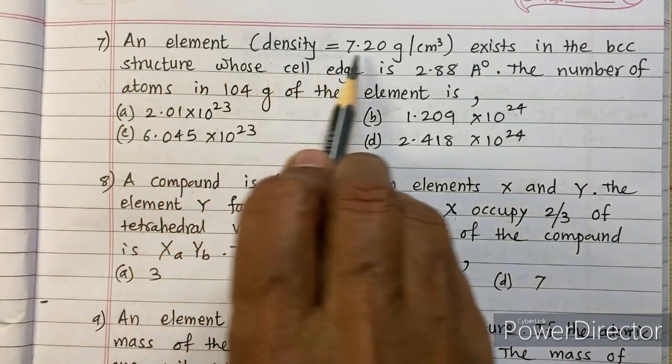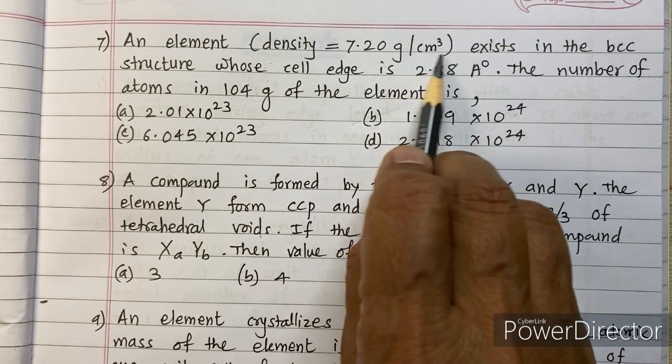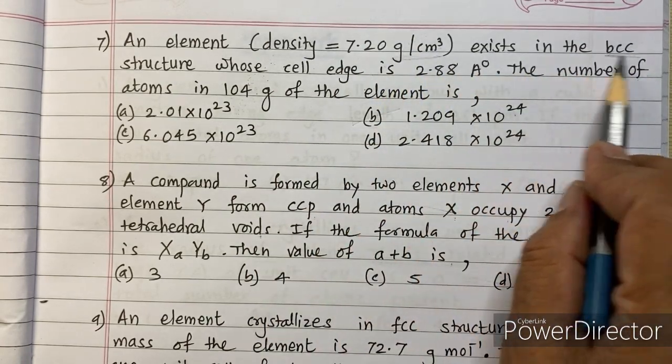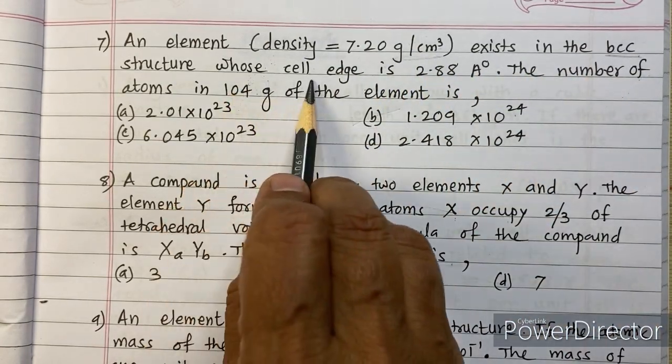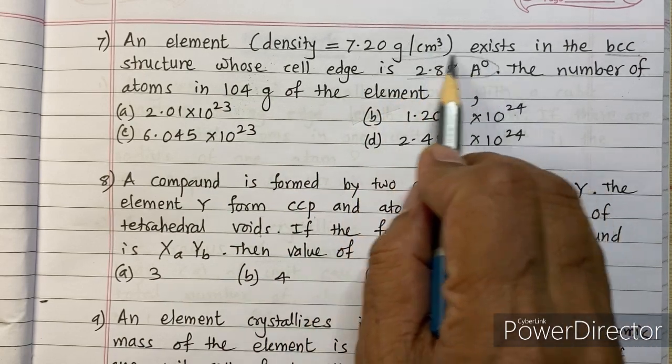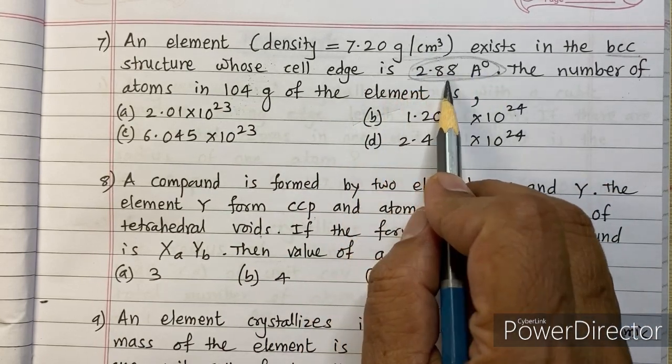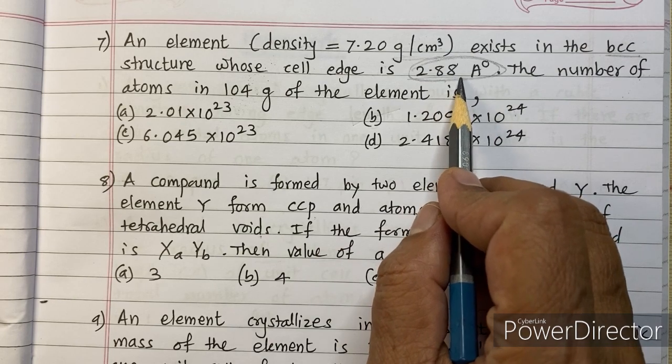An element with a density 7.2 gram per cm cube given exists in a BCC that is n is equal to 2, whose cell edge is 2.88 Armstrong unit. Now convert it into centimeter multiplied by 10 raised to minus 8.